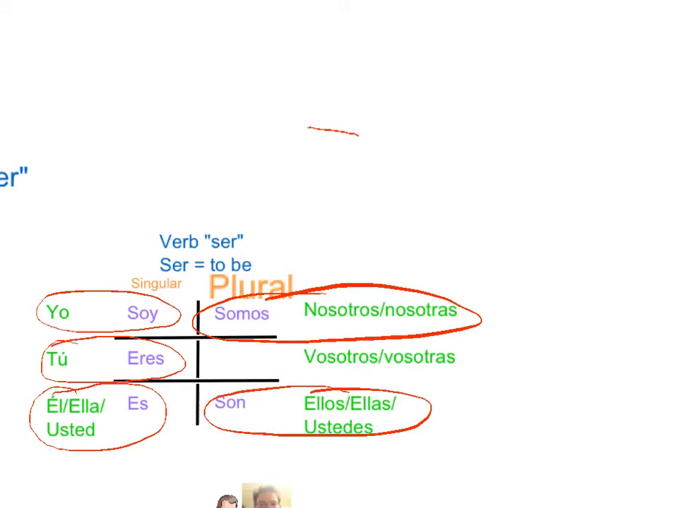In English, that would be yo soy, I am. Tú eres, you are. Él, ella, usted es, which would be he, she is, or you are formal when you're talking to somebody like an adult or someone in a higher position than you. Nosotros, nosotras somos, we are. Ellos, ellas son would be they are. And ustedes son would be you all are. And that would be a formal thing, or simply if you're just talking to a group of people directly.